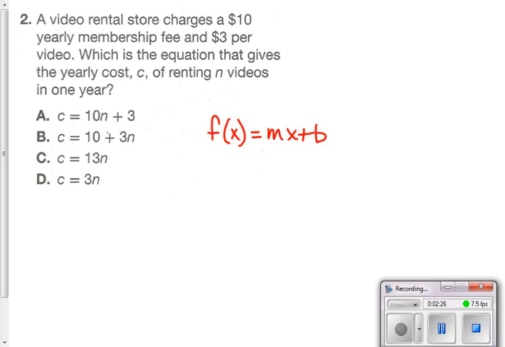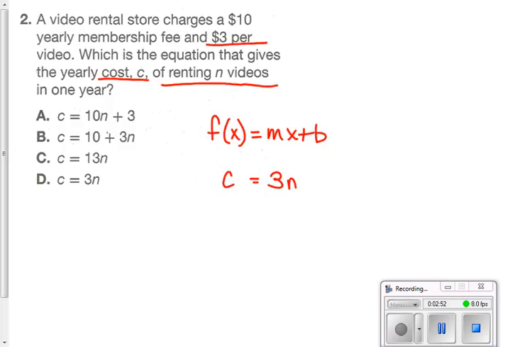Same in example 2, a video rental store charges $10 a yearly membership fee and $3 per video. Which is the equation that gives you the yearly cost C? So we want to find the yearly cost C. In order to get to that yearly cost, well, what happens? Well, you rent n videos. We know n videos is $3 per video. So I'm going to say $3 per n is going to give us our cost.